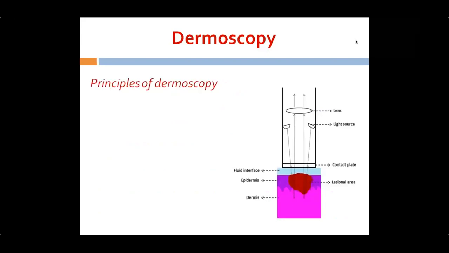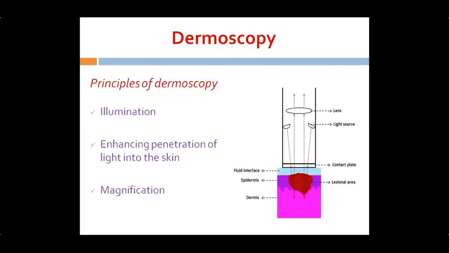So coming to the principles of dermoscopy, there are three basic principles involved. One is the illumination of the lesion, then making sure that more and more light is entering into the lesion, and magnification of the light from the lesion. The illumination will be provided by a light source embedded in the dermoscope. In order to enhance the penetration of light into the skin lesion, a fluid interface is made use of, and magnification is provided by specialized achromatic lenses. Let's discuss one by one.